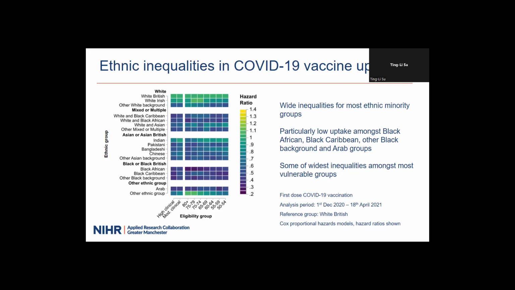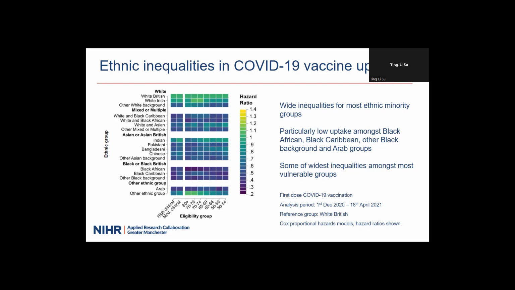So I'm showing these eligibility groups along the bottom of that heat map there. Within each group, we ran separate Cox proportional hazard models, and I'm showing the hazard ratios here. In each case, the reference group was the white British group shown at the top there. And you can see from this colour scale, anything in the lighter yellow colours reflects higher uptake than the white British group, and the darker blues into that purple indicates much lower uptake.